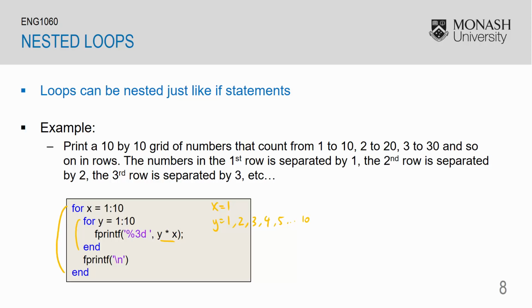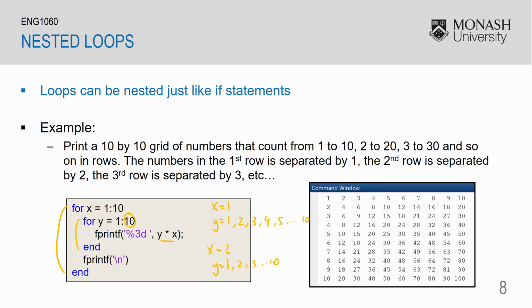Once it has reached 10, which is the final value of our counter, it will then go back outside and update x to 2. Y then restarts at 1 and gets updated to 2, 3, all the way to 10 throughout its iterations. The result is this in the command window, where we have used fprintf to print the product between y and x.